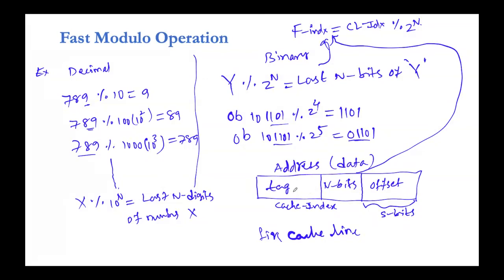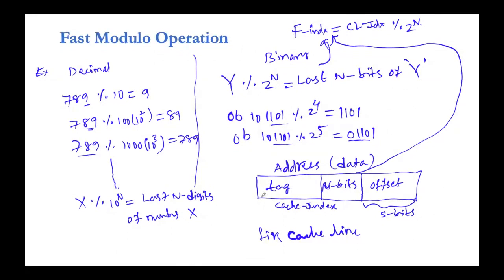So this is the most important part to understand in direct mapped caches. The last S bits are used as the offset to locate the data, and the lower n bits of your cache index are used to map this cache line into your frame index, and the remaining bits are used for your tag.